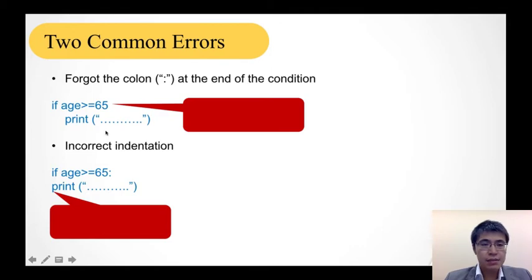The second error might be that you miss the indentation for your action code block. If you write if age is larger than 65, colon sign, and with no indentation in the next line, actually you will get an error message that it will not work, because without indentation, there is no code block in this if statement. It will not work with the if statement.